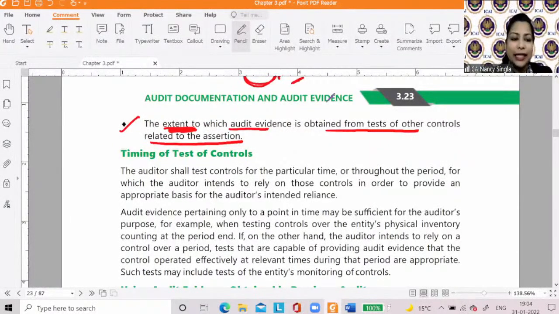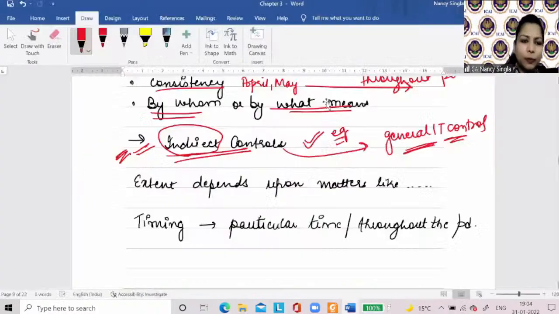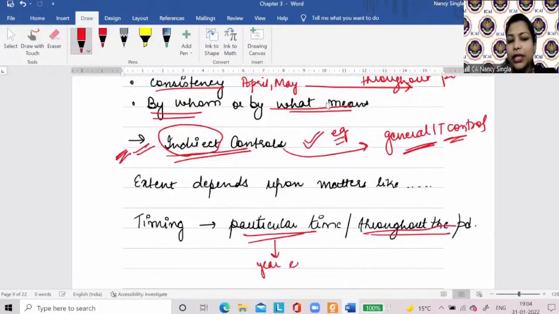ठीक है. And timing में, now you know, at a particular time during the year, throughout the period, ठीक है? At a particular time, I can say what? Year end. For example, your inventory count. See, when management is performing the inventory count, it is a kind of internal control that has been put by the management on the inventory. So when management is performing that at the end of the year, तो end of the year होगा. अगर quarterly हो रहा है तो auditor can perform that quarterly. So it depends. ठीक है.